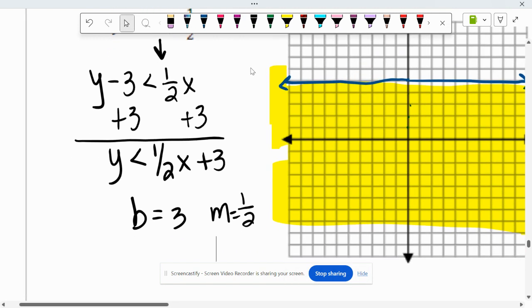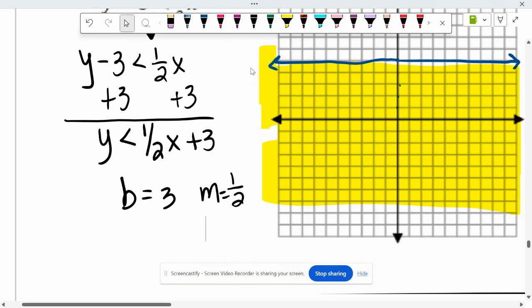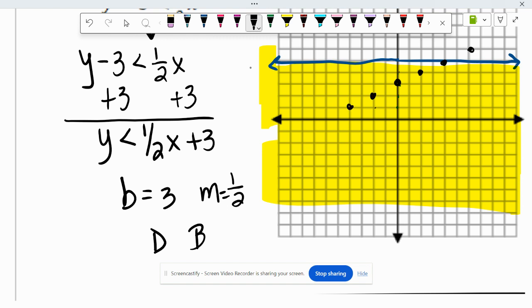Is this a solid or a dashed line? Dash. Am I going to shade above or below? Below. So let's see. I begin at +3. I'm going to go up 1 and to the right 2, up 1 to the right 2. I'm also from 3 going to go down 1 and to the left 2. So I can get some nice dashes in there. Dash line. Shade below.